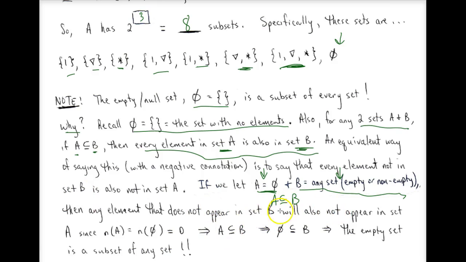And so the way that I describe it here is that if we let A be the null set and B be any set, then any element that does not appear in set B will also not appear in set A, since the cardinality of set A is 0. It has no members in it. And so if we turn that statement around contrapositively, we say that A is a subset of B, which means that the null set is a subset of any set B. Okay, and so that's how we actually show that the null set is a subset of any set. Okay.